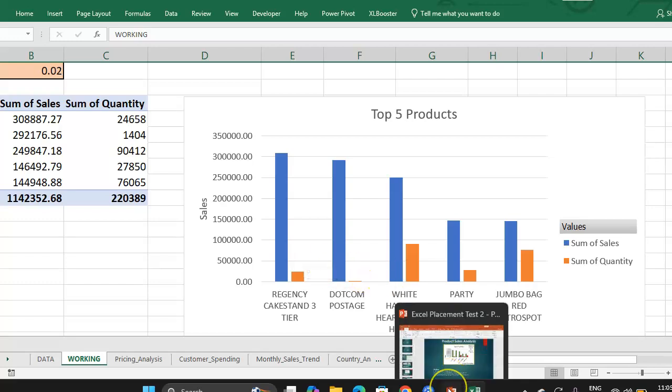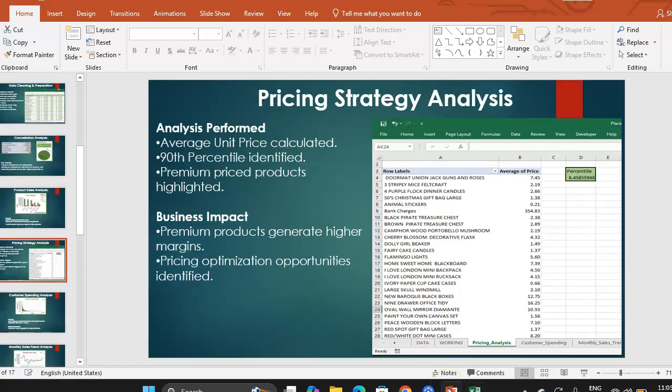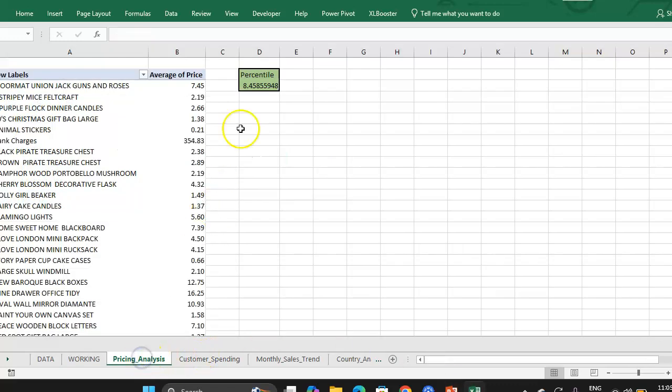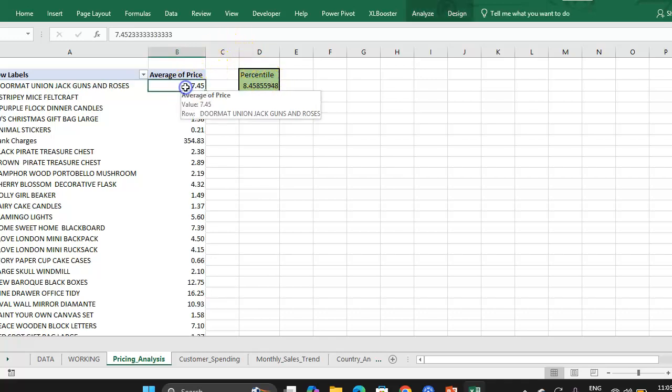Then pricing strategy analysis. In this analysis, I focused on product pricing. First, I calculated the average unit price of product. Then I used the 90th percentile method to identify premium price product. This is 90th percentile method, and this is the average of price.